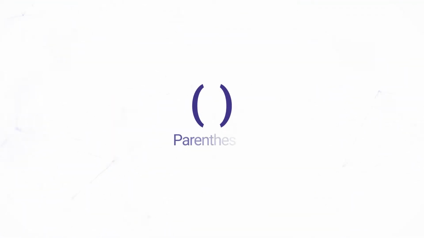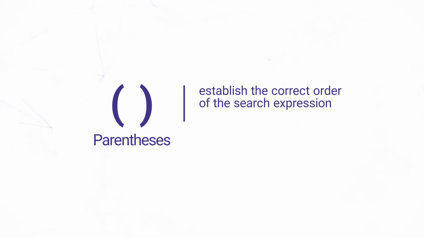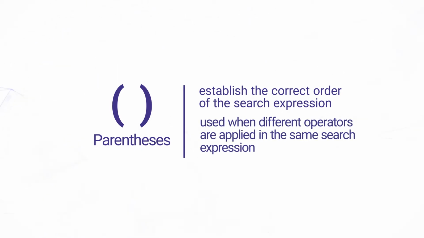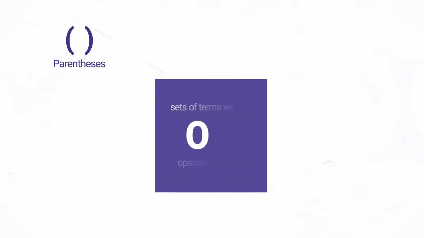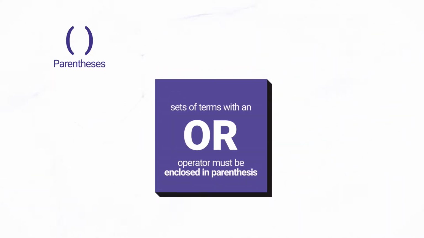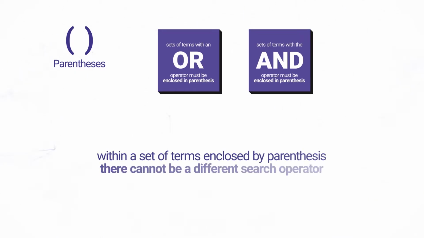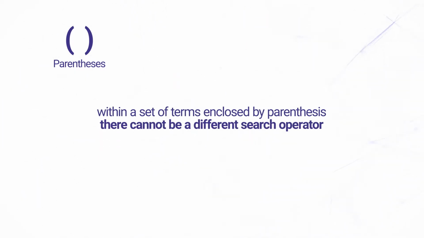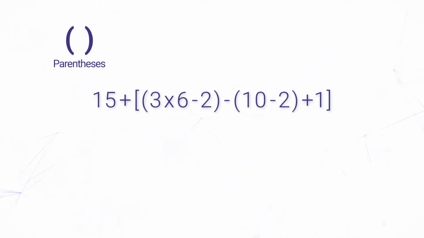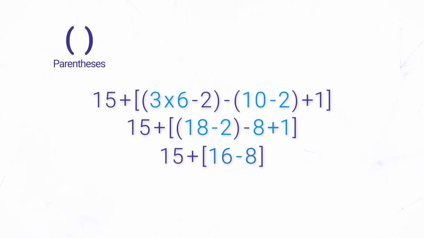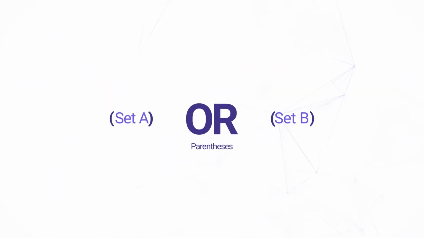Parentheses are important features in search expression construction. They are used to establish the correct order of the expression, and should be used when different operators are applied in the same search expression. That is, a set of terms with an OR operator must be enclosed in parentheses, just as a set of terms with an AND operator must also be enclosed in parentheses, which means that within a set of terms enclosed by parentheses, there cannot be a different search operator. The logic is the same as in mathematics, where we cannot mix the multiply, add, and subtract signs, as we can get different results. We must use parentheses to organize the sets with their proper search operators.